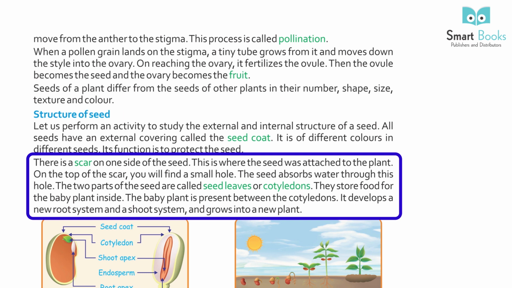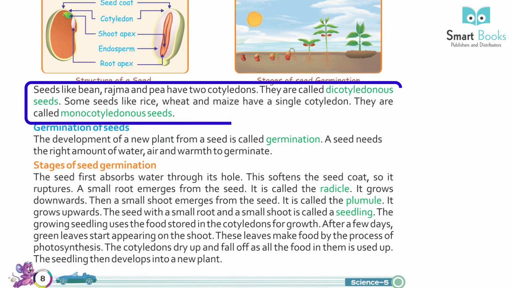The 2 parts of the seed are called seed leaves or cotyledons. They store food for the baby plant inside. The baby plant is present between the cotyledons. It develops a new root system and a shoot system and grows into a new plant. Seeds like bean, rajma and pea have 2 cotyledons. They are called dicotyledonous seeds. Some seeds like rice, wheat and maize have a single cotyledon. They are called monocotyledonous seeds.